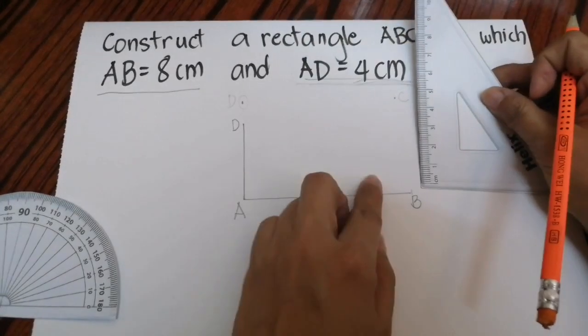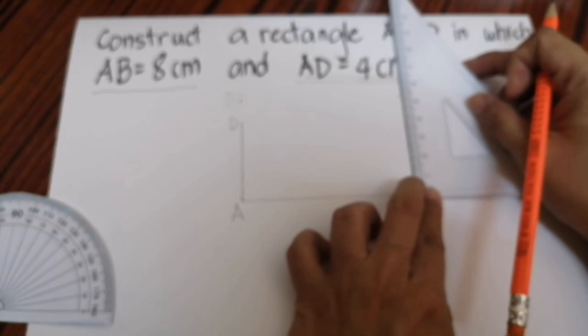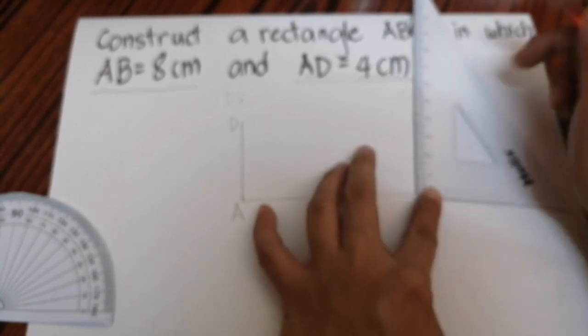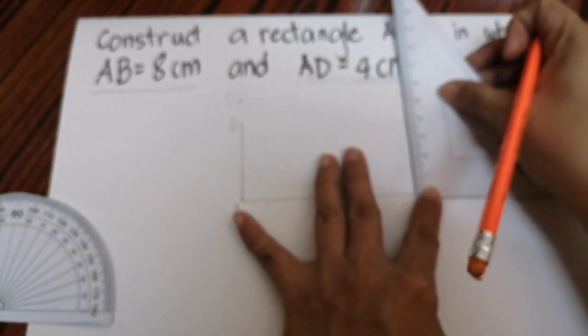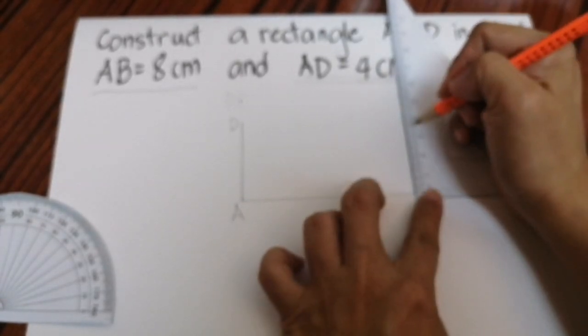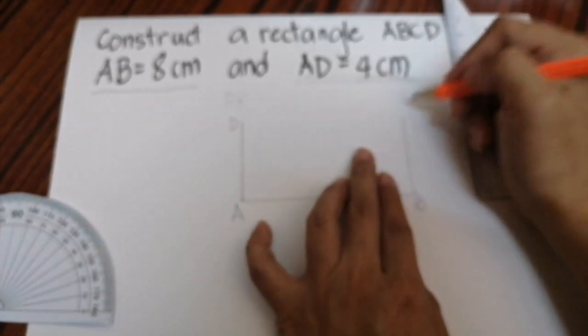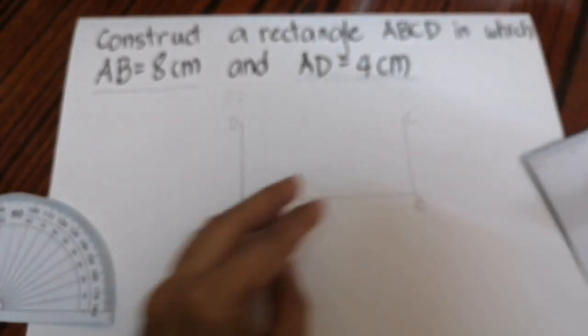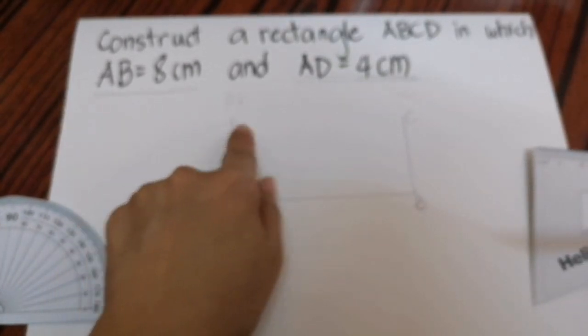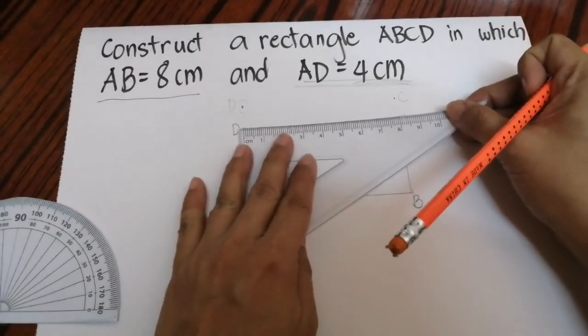Let us also do the same thing on this side, aligning the mark which the 90 degrees angle was, and of course measure 4 centimeters length and call this C. And the last step, join point D to C to create our rectangle.